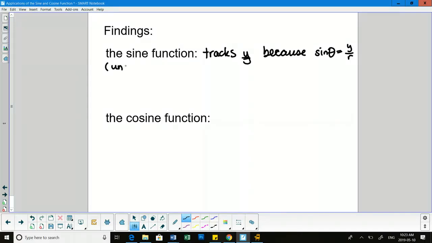So if we have unit circle where radius, oh, definitely just spelled circle wrong. It's Friday.